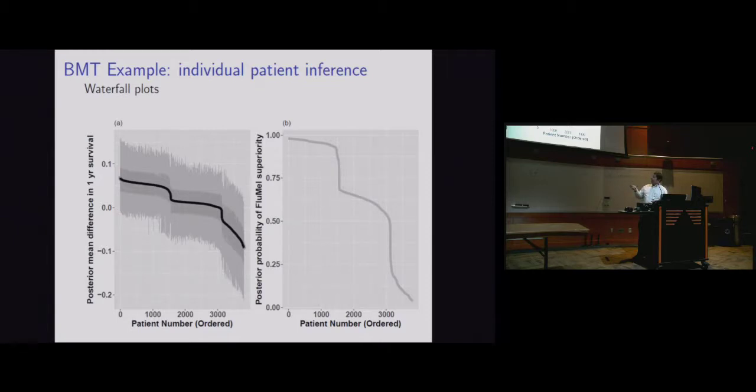So again, we have 3,800 or so patients. That's what the x-axis is here. And you can see the solid black line on the left is the posterior mean difference, and then the darker gray is the quartiles, and the lighter gray is the 95% posterior intervals. So you see the quantification of uncertainty on a per patient basis. You also see the predictive values. And then on the right side, these are the posterior probabilities that flu-mel is better than flu-bu.